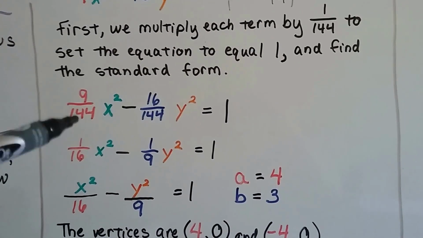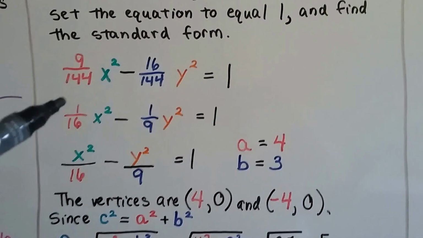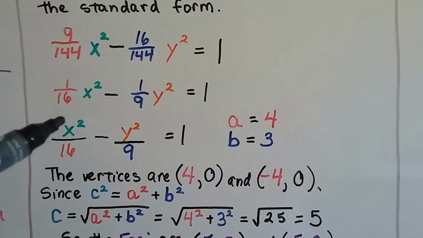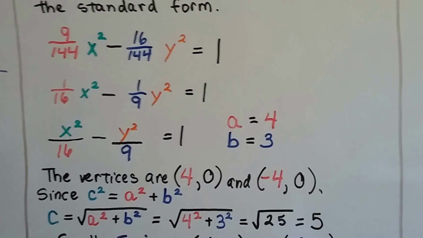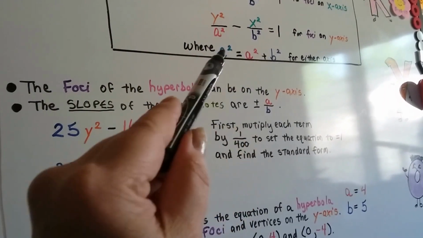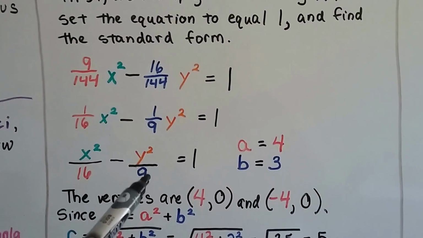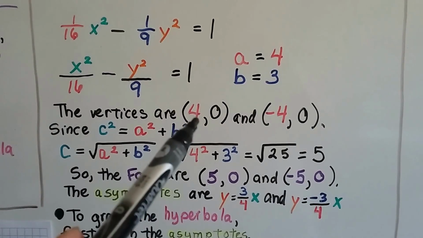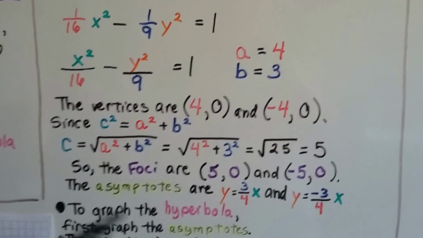This can be simplified to 1/16th. This can be simplified to 1/9. We don't have to write that 1 there. We could put the x squared up there and the y squared up there, can't we? So now we've got x squared over 16 minus y squared over 9 equals 1. And these have to be squared. See? So that means this is a 4 and that's a 3, isn't it? And the vertices are at 4 for x, 0 for y, and negative 4 for x and 0 for y.